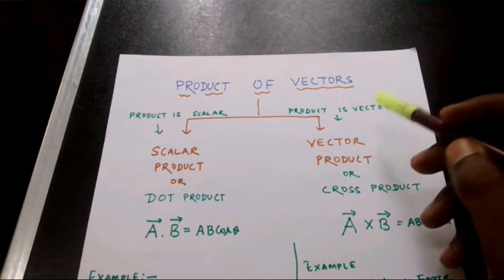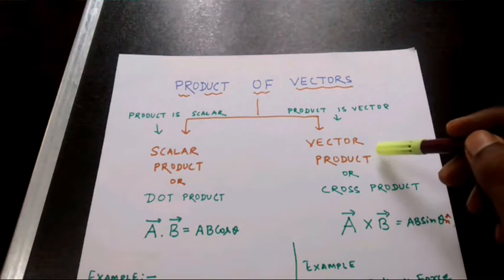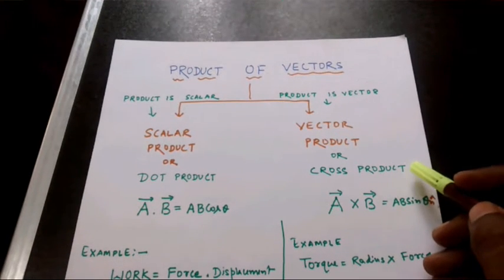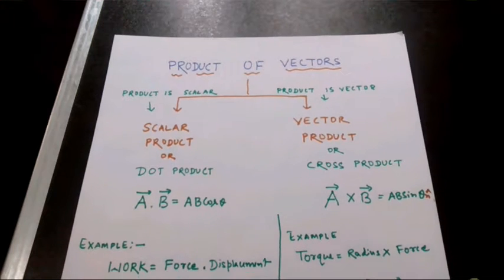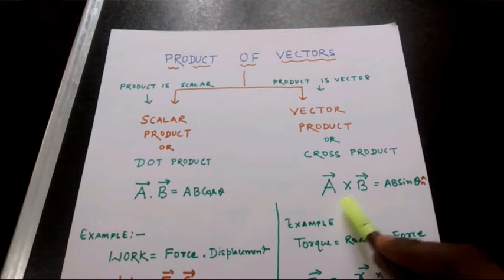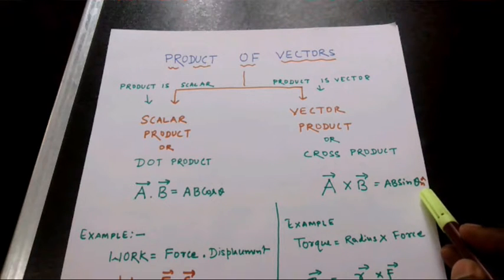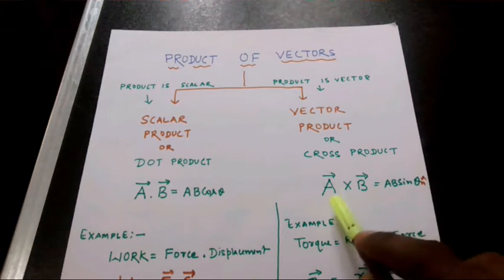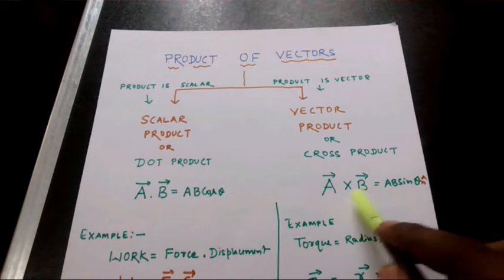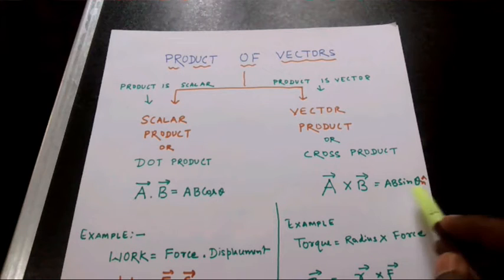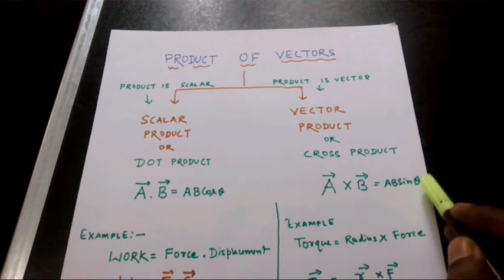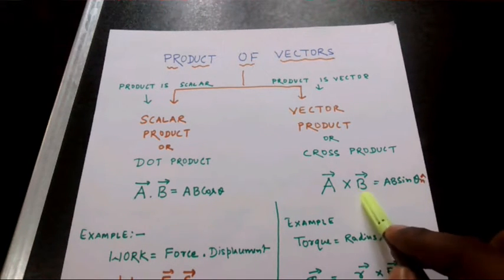And if the product is a vector, then the product will be called a vector product. It also has a different name, called cross product, and the representation is done in this way. A cross B is equal to AB sin theta n hat. What is n hat? It is a unit vector and it has a direction perpendicular to the plane containing A and B. Suppose A and B are both lying on the plane of paper, then the n vector will lie perpendicular to the plane of paper. That is, the vector product will lie perpendicular to the plane containing A and B.